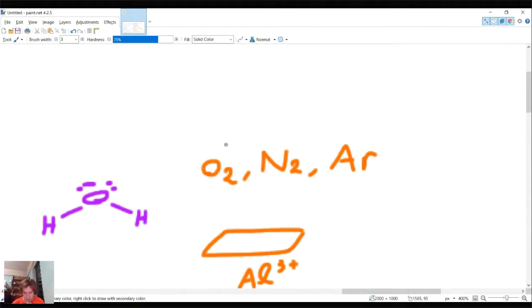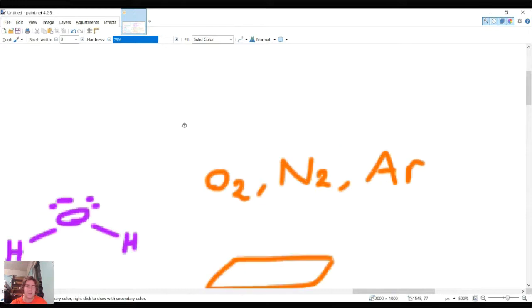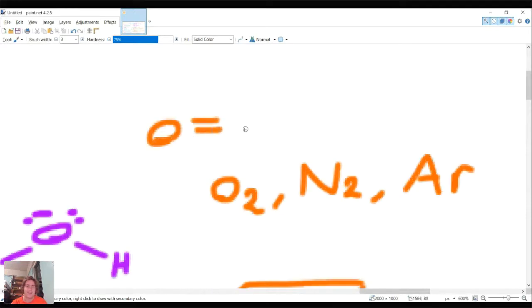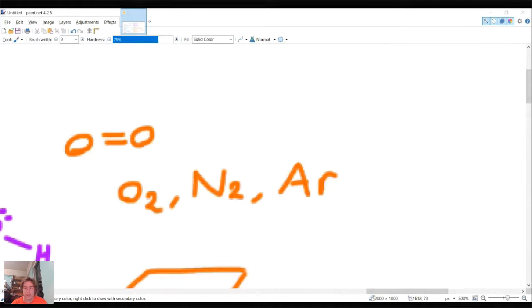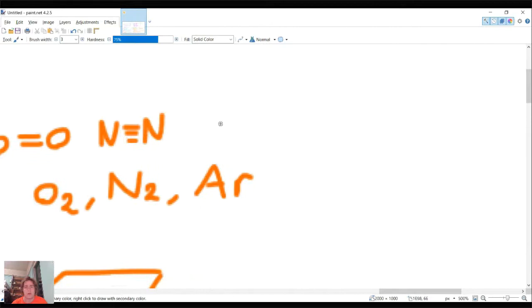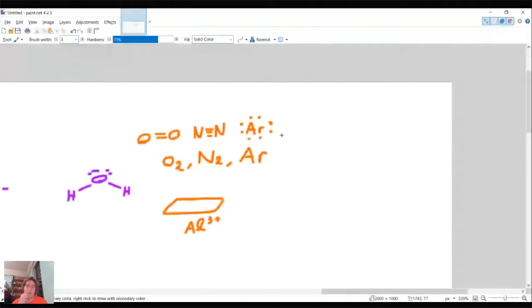Hold on, just verifying. It's a double bond. So this is a double bond between the oxygens, and this is a triple bond, and this is argon with, these aren't really lone pairs, but they're definitely around the molecule, and this could be a pretty strong attraction, right? It's a +3 charge. This is a pretty large charge.